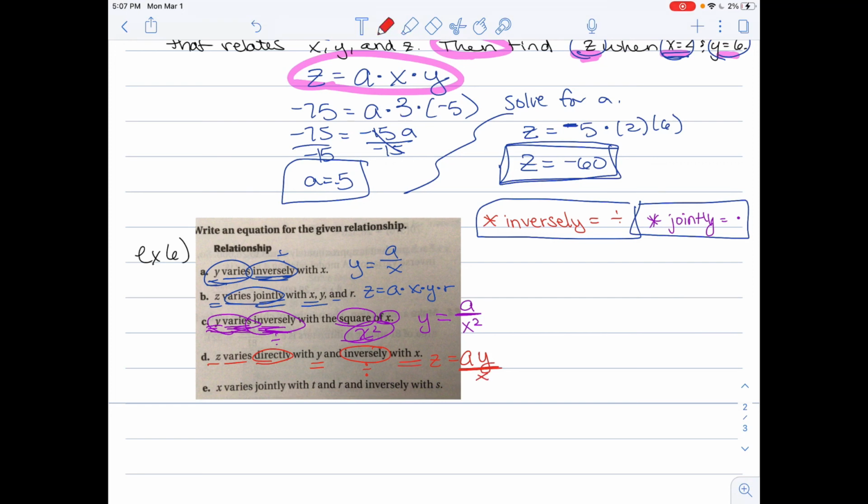Last one, and then we're done. X varies jointly, so we're going to multiply. So x equals a times t and r, and inversely division with s.